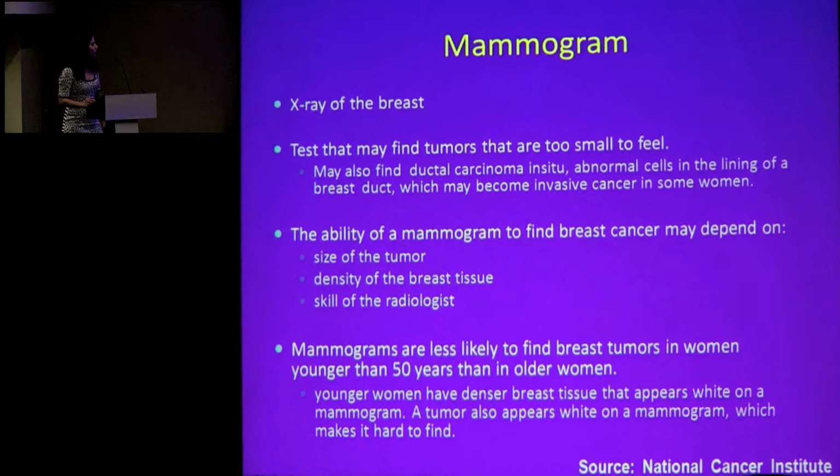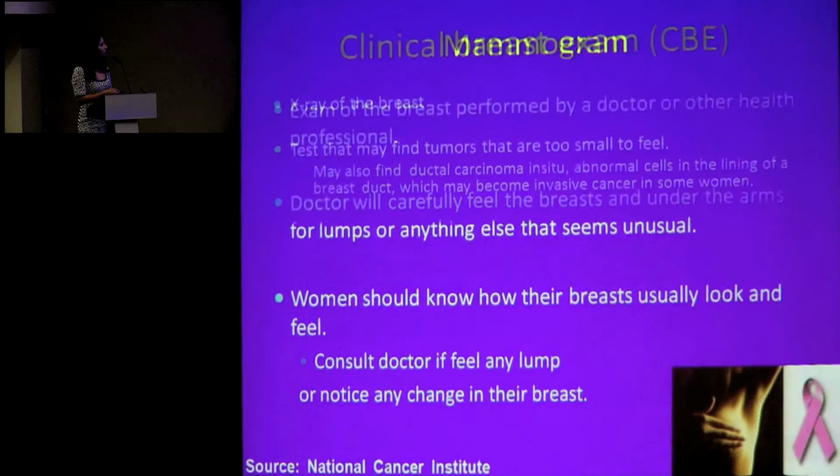A mammogram is less likely to find breast tumors in women younger than 50 years of age, and that is one of the reasons why there has been so much debate in terms of the age when to start breast cancer screening. The reason for this is basically that younger women have dense breast tissue, and it's more difficult for this kind of test to differentiate a mass from the normal breast tissue of that woman.